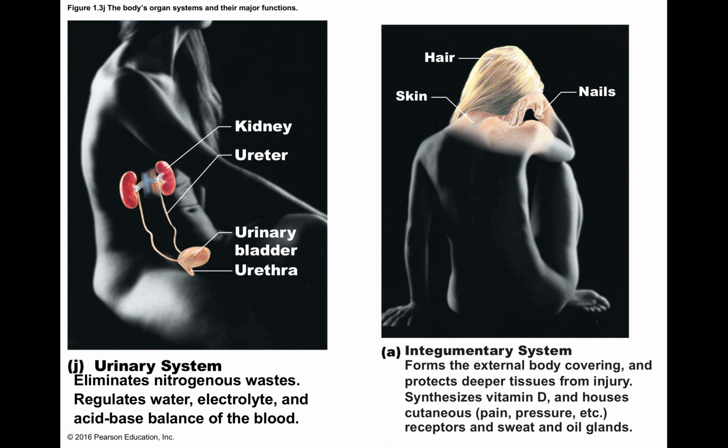The urinary system, as we mentioned, includes your kidney, ureter, urinary bladder, and urethra. Its main role is to remove and excrete any type of waste associated with your metabolism. That includes nitrogenous waste, such as urea and uric acid.